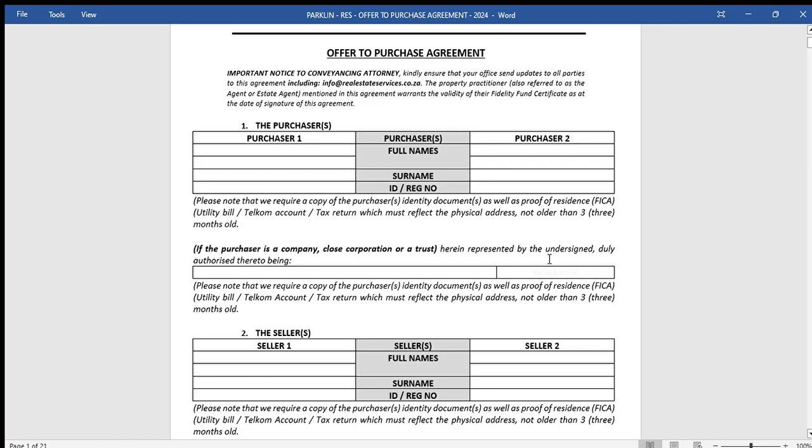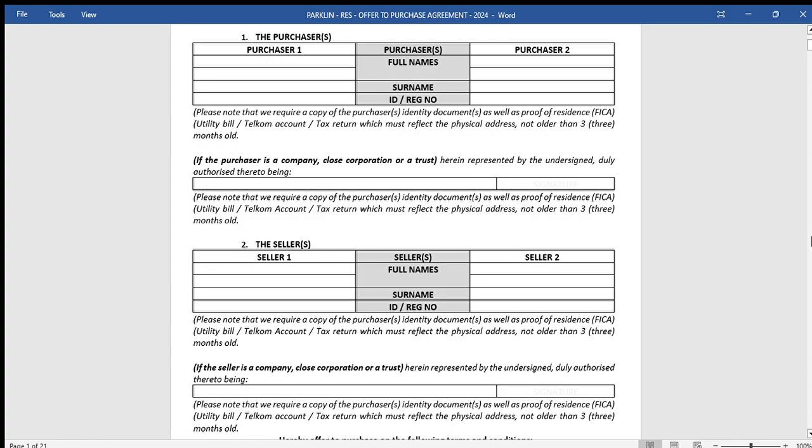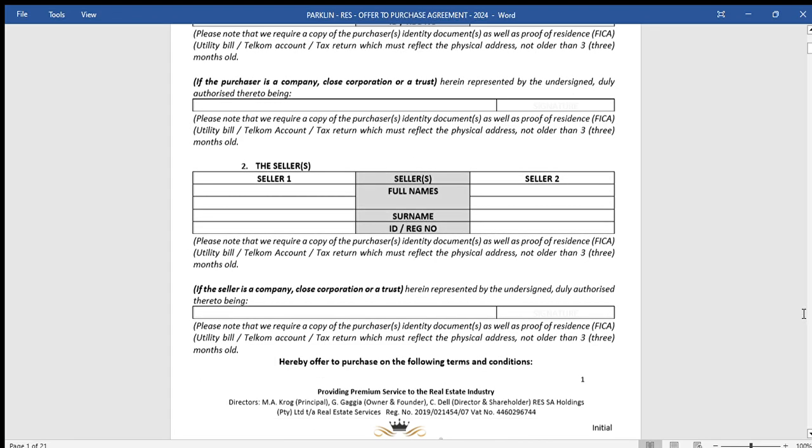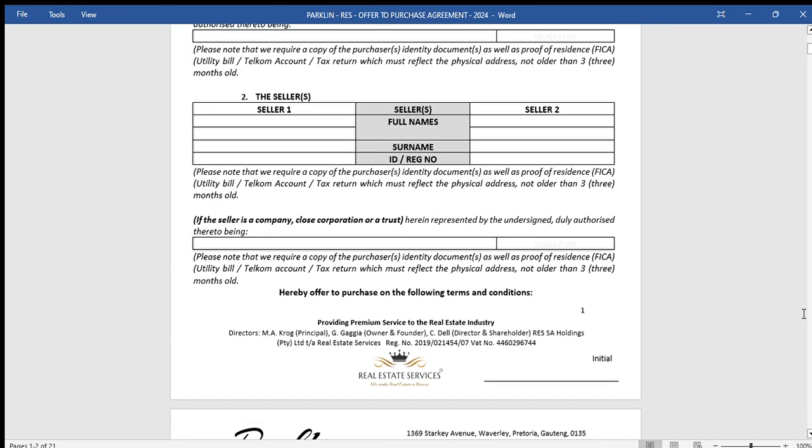The same with sellers on paragraph 2. The sellers can then sign the document, full names, surname, ID number or registration number. And again, exactly the same if this specific property is being sold by a company, a closed corporation or a trust, then that specific person who has authorization to sign on behalf of the company or trust can then sign this document. Full name and surname in that specific space, and then sign next to it in full, and then initial on each and every page.